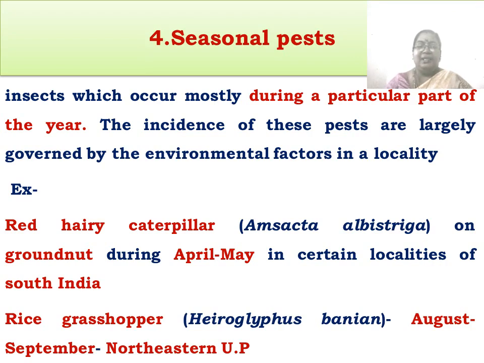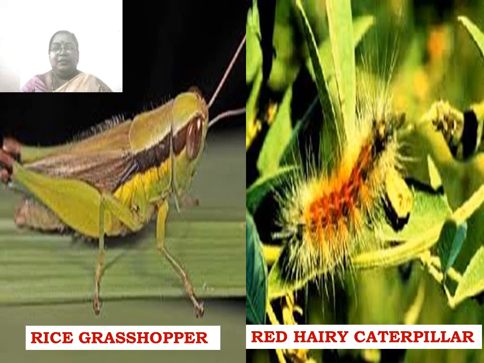Similarly, rice grasshopper lives only on rice, particularly during the month of August and September, and this can be observed only in northeastern parts of Uttar Pradesh. This picture shows red hairy caterpillar and rice grasshopper.